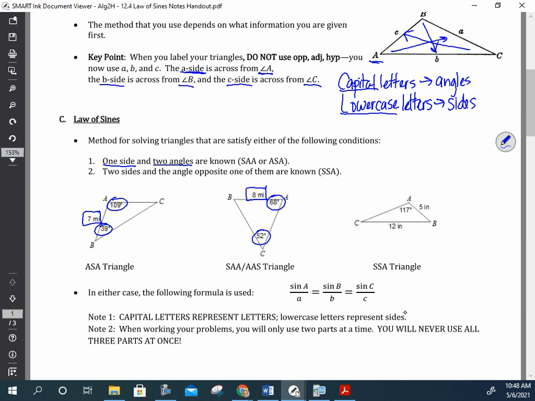The other scenario, you have two sides and the angle opposite one of them. Opposite means directly across. Here's one angle and two sides, but the 117-degree angle is directly across from the 12-inch side. If this scenario happens, then you can use the law of sines. You can use the formula that we're getting ready to use.